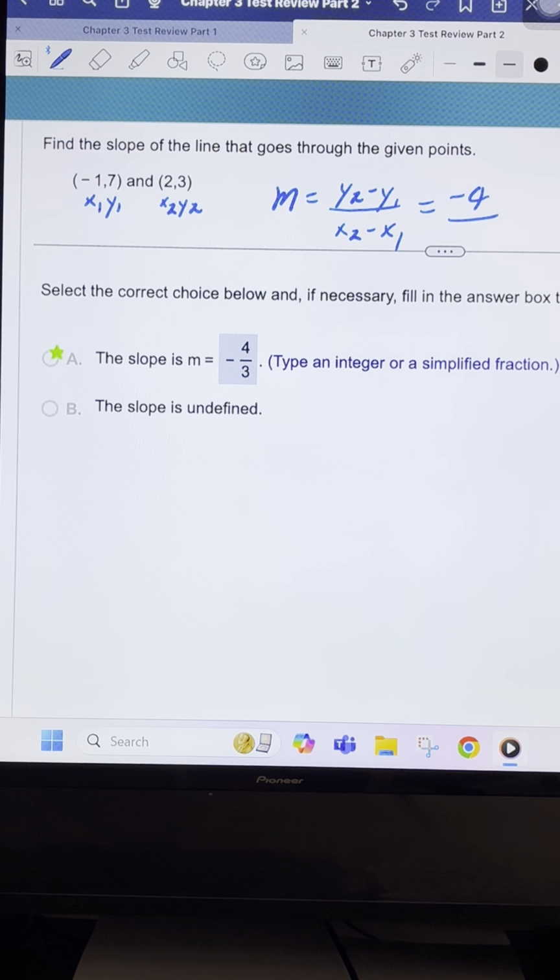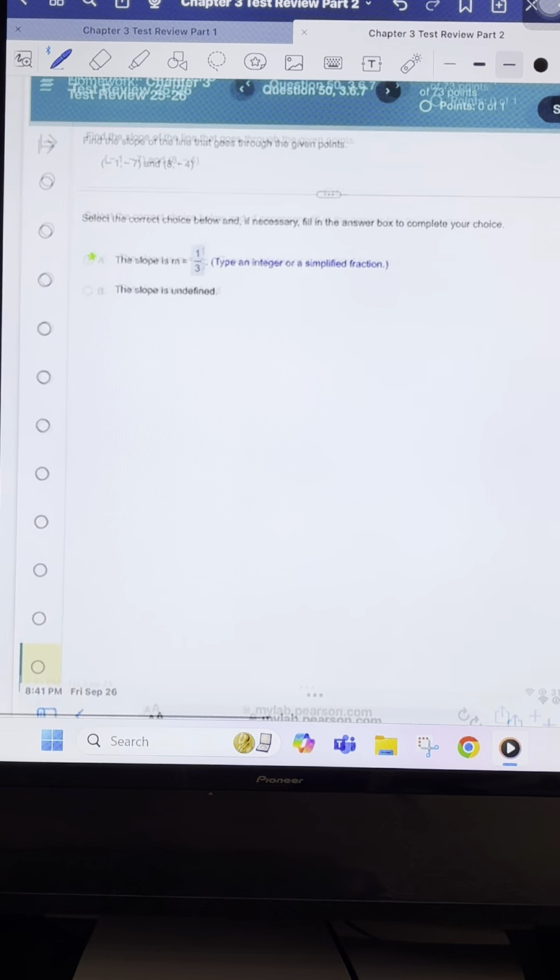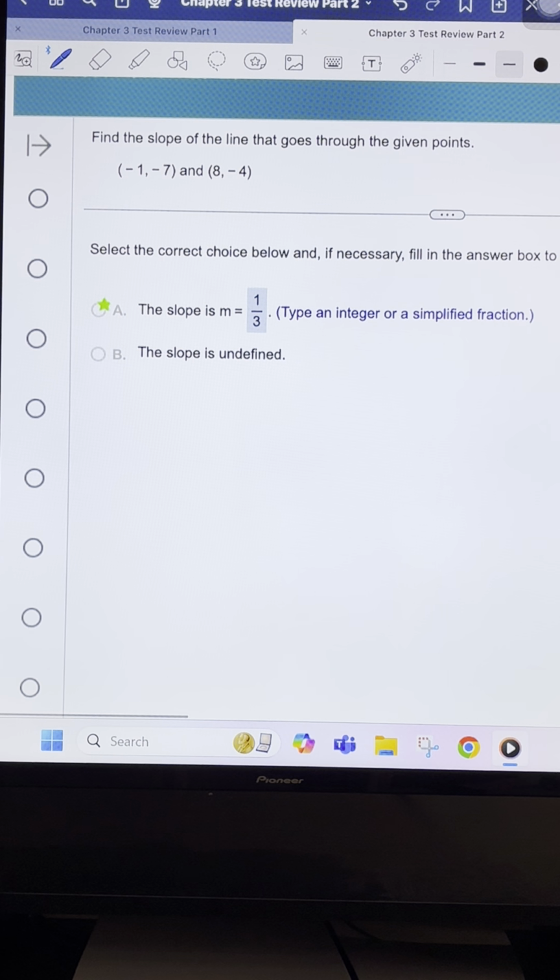So now, what is 3 minus 7? That is negative 4. What is 2 minus negative 1? That is 3. So my slope is negative 4 over 3.